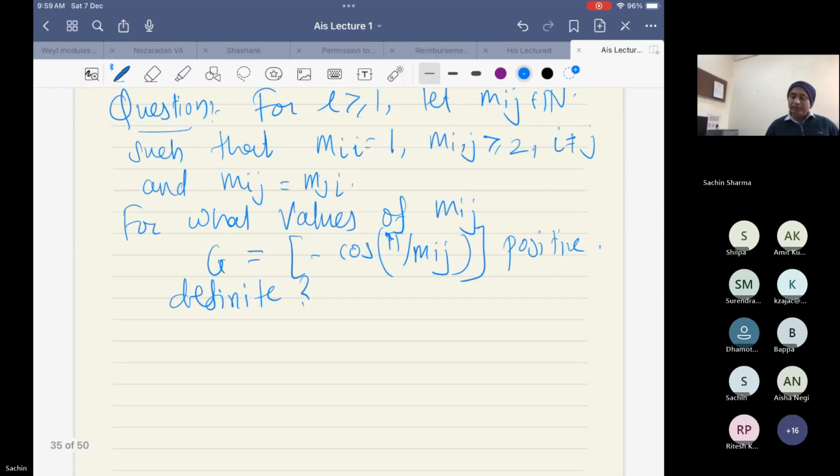Okay. Yeah. So this will very much lead to the case of how many root systems there are with respect to this graph. Note that this is a very general problem, as we are assuming Mij's are greater than or equal to 2. Okay.